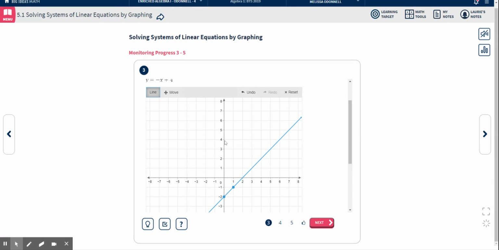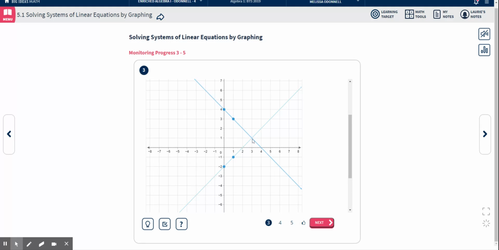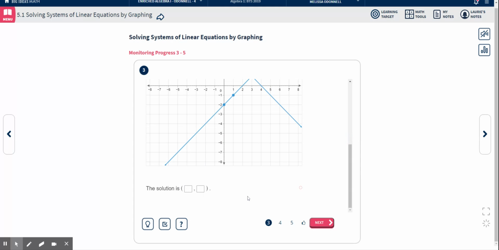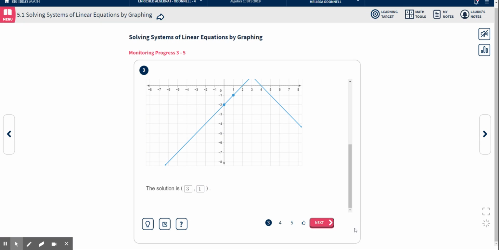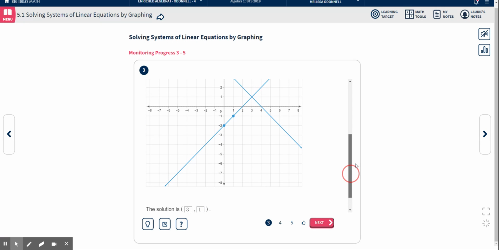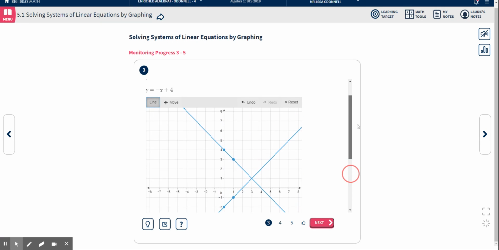So I'm going to go to my y-intercept at 4, plot a point. I'm going to go down 1, to the right 1, and plot another point. And I've got my second line. And now I can see that the intersection of my two graphs is at (3, 1). So I know that my solution is going to be (3, 1). And that's how you solve a system of equations by graphing.